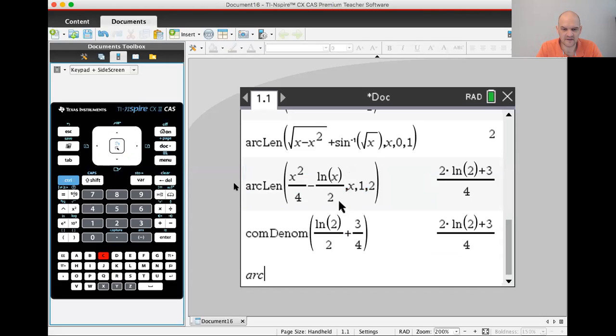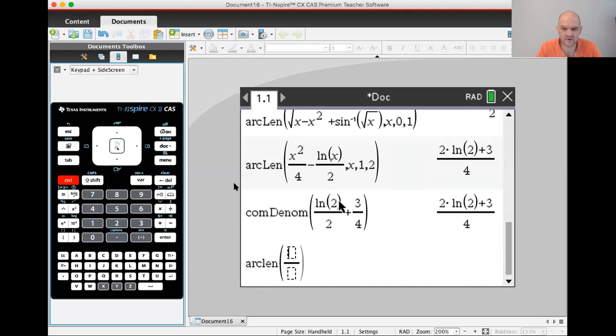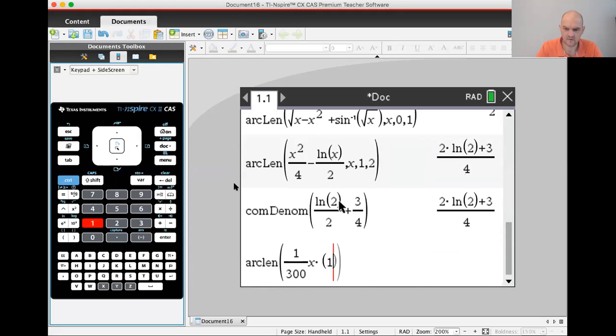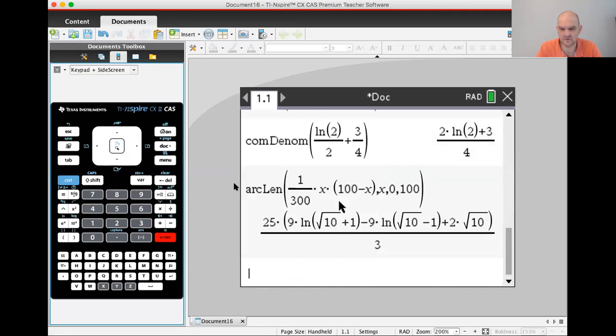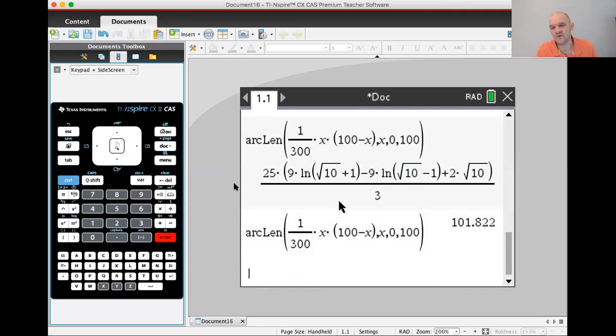All right, arc length of 1 over 300 x times 100 minus x, comma x, 0 to 100. I'll go decimal. 101.822. So what does that mean?